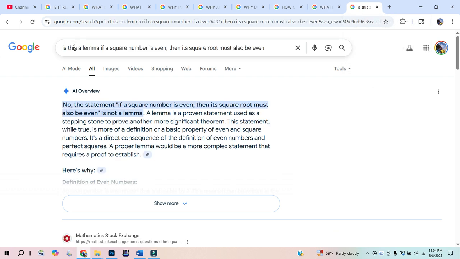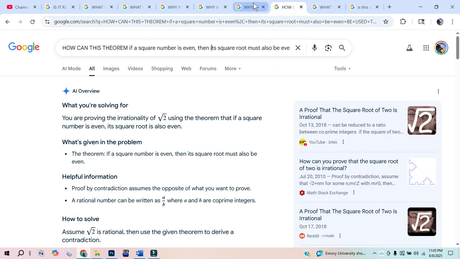Cool. So is this a lemma? If a square number is even, then its square root must also be even. No, this statement is not a lemma. Oh, so it says a lemma is a proven statement used as a stepping stone to prove another more significant theorem. This statement, while true, is more of a definition or a basic property of even or square numbers. So I didn't even get that right. But anyway, Google AI is going to have some variance.